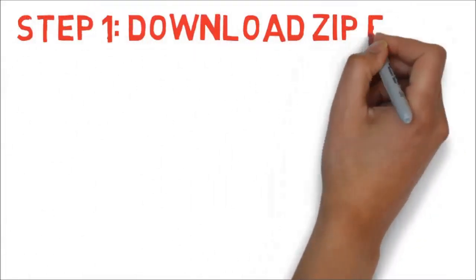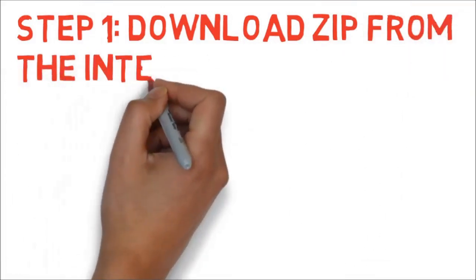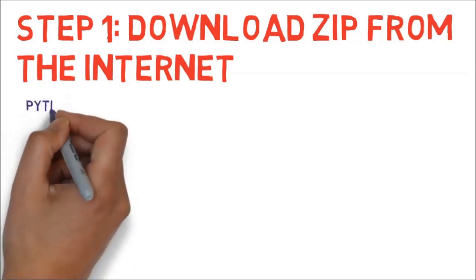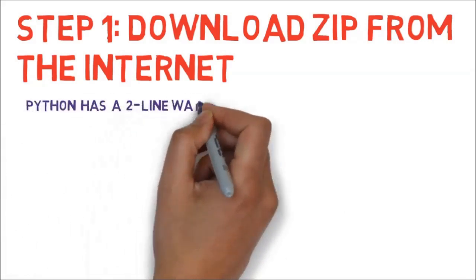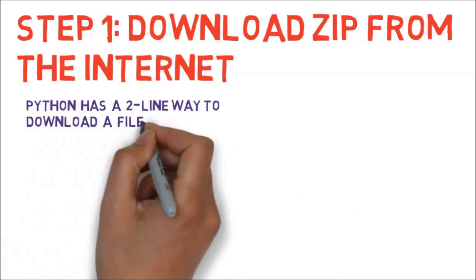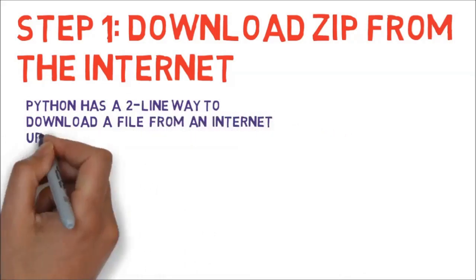Step 1 is to download the zip file from the internet. Python has a 2-line way to download a file from an internet URL and then save it to a file on your local disk. In fact, the first line of this you've already done if you've done our exercise on downloading a URL from the internet.